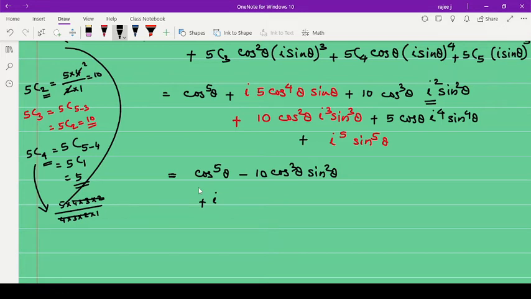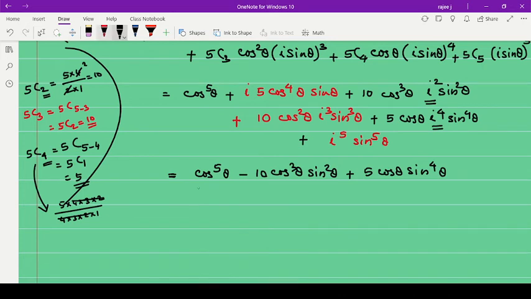And here i raised to 4. i raised to 4 is plus 1. So that term we will write here 5 cos theta sin raised to 4 theta. Okay, i square is minus 1, so it comes here. From here i will vanish and from here i raised to 4 will go. i raised to 4 is plus 1.